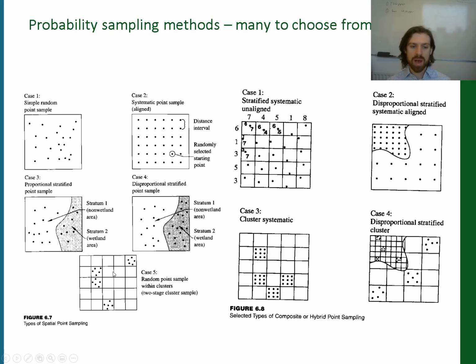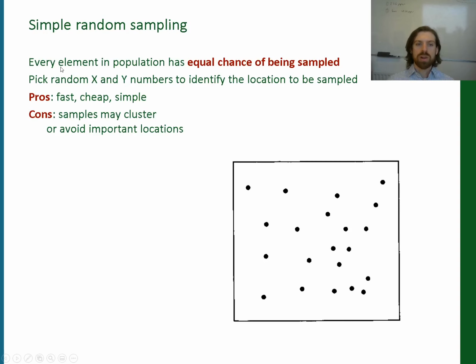And then I've just put down here as well that you could use a hybrid style approach where you randomly sample within cluster tiles that you've already identified. So it's a two-stage cluster sample. So you could pick the tiles first, and then you could sample within those tiles. Okay, and then over here on the right-hand side, we've got other types of stratified sampling, and we're going to cover some of these. So, simple random sampling.